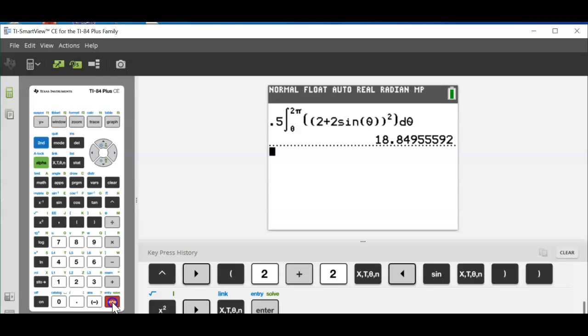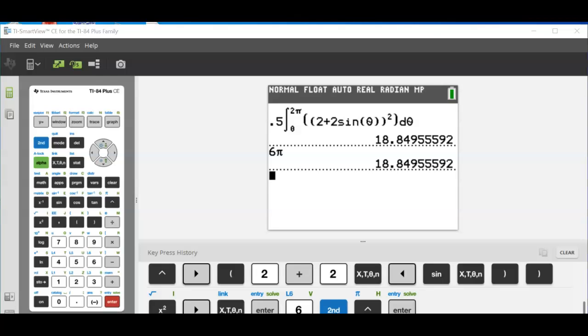We got 18.845, like Mr. Bell, we got 6 pi. What's going on? Well, 6 pi is that number. Okay, so we could do it by hand, and then we could get the exact value. It's going to be in terms of pi in all likelihood, or we could use the calculator. And the calculator is just going to give us the decimal.